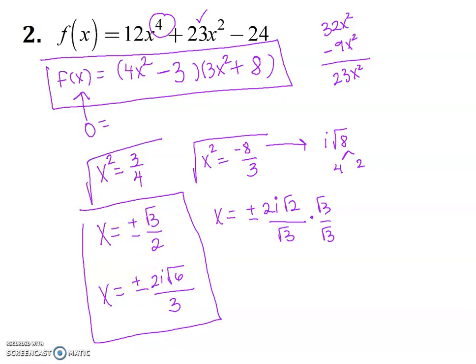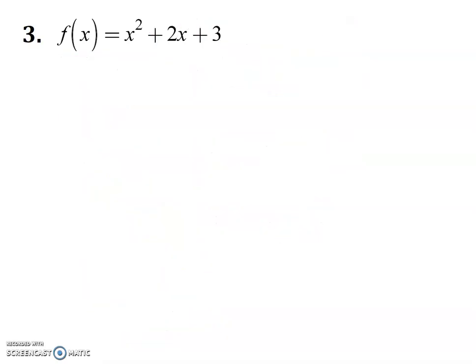Now let's look at one more trinomial. So we have f of x equals x squared plus 2x plus 3. Now, since this one doesn't have a coefficient, we can just do our old school factoring by doing what multiplies to 3 and adds to 2. Well, that's nothing. The only thing that multiplies to 3 is 1 and 3, and that adds to 4, or negative 1 and negative 3, and that adds to negative 4. So since this one can't factor, we're going to have to do the quadratic formula.